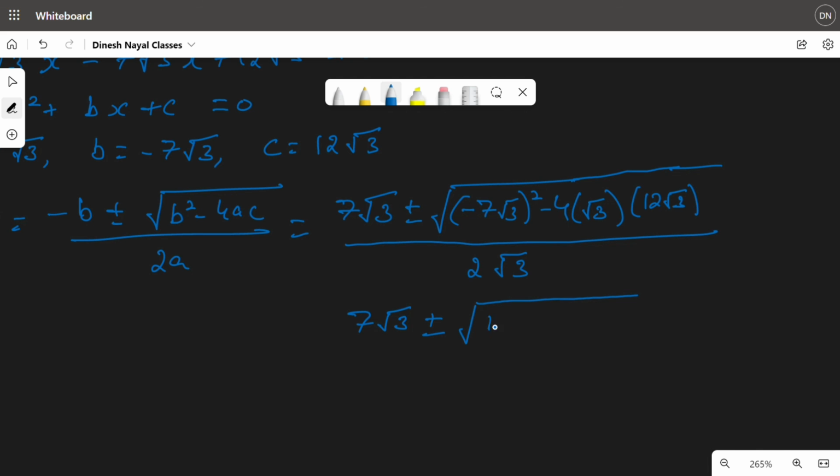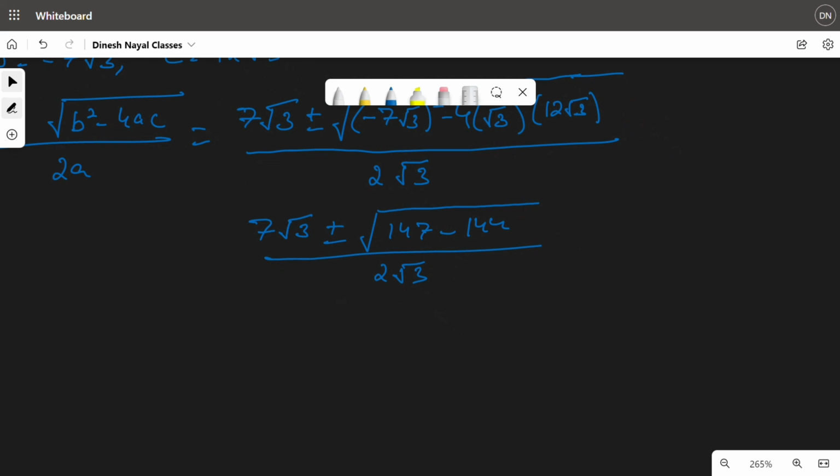and root 3 squared will be 3. 49 into 3 is 147, minus, see, 12 into 4 is 48, and then root 3 into root 3 is 3. So 48 into 3 is 144. So this will be 144, whole upon 2 root 3. Now again, see, 147 minus 144 is 3.